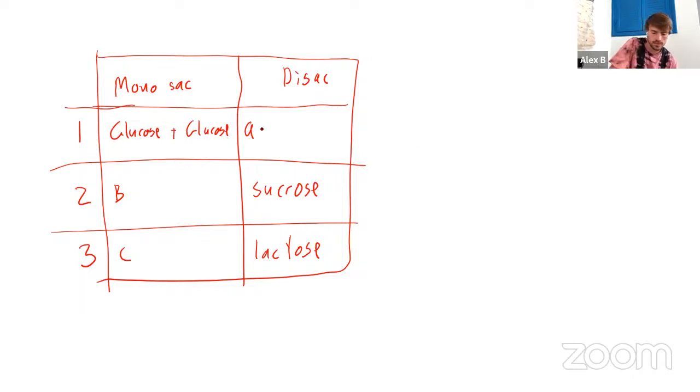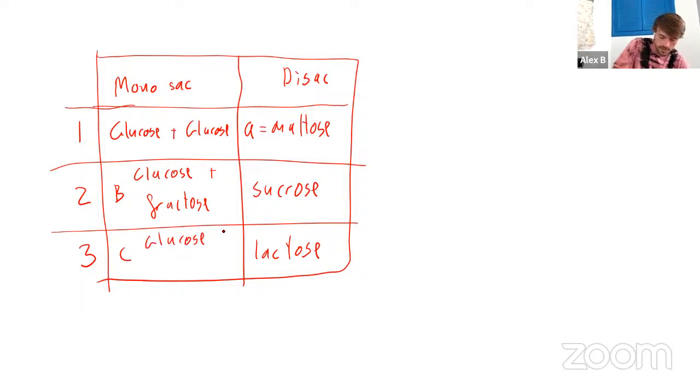Nice. Maltose, glucose and fructose, very good, and C is glucose plus galactose. Nice.